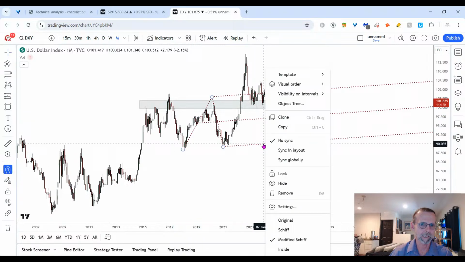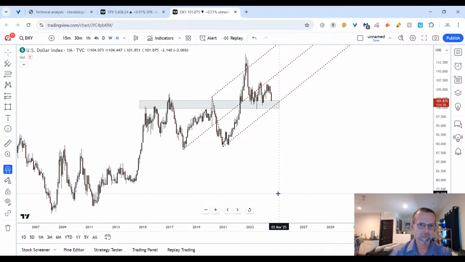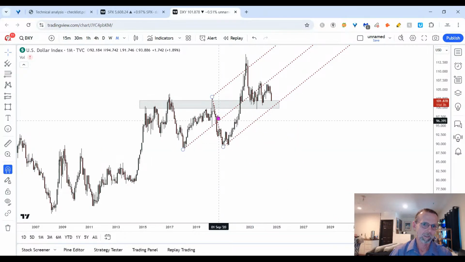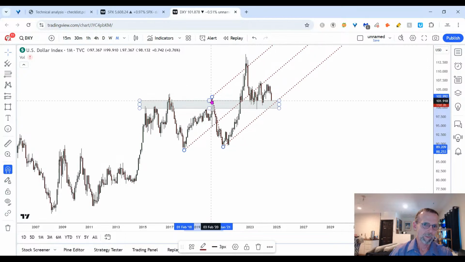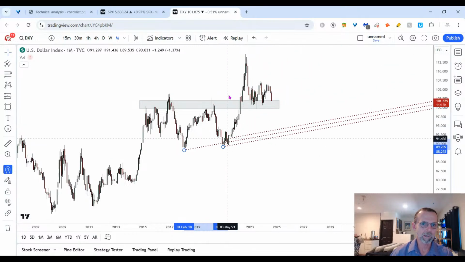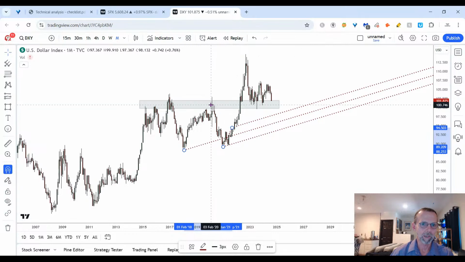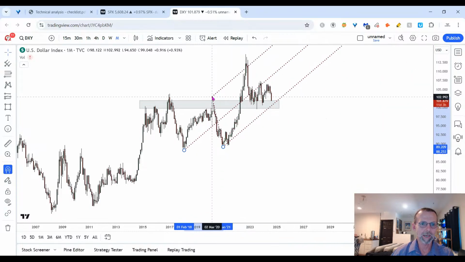What's going on here? Where's my settings? There it is. Let's look at the original Andrews pitchfork. I've drawn it from these pokey bars, and I've talked a little bit about pokey bars in past sessions. A pokey bar is when we get an upper or a lower wick on a candlestick, and the wicks are indicative of elevated energy.